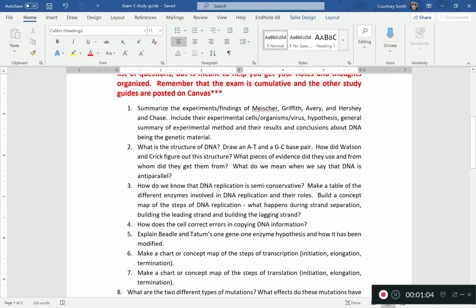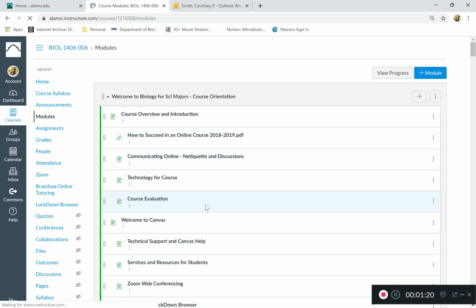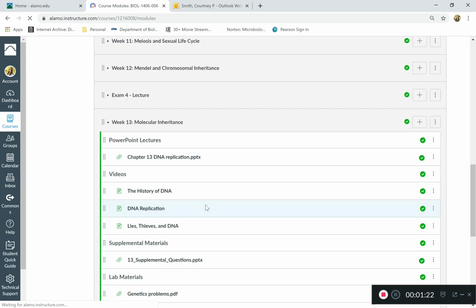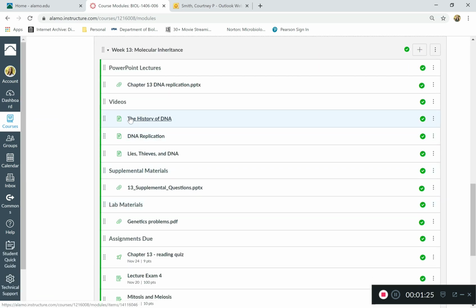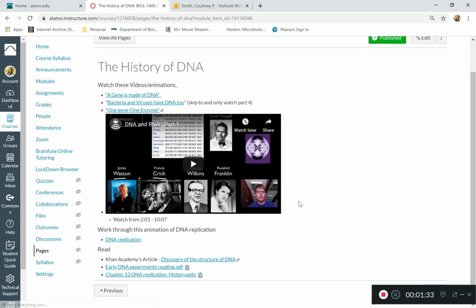So the first one, I'm actually really not going to go over too much, but I am going to tell you where to find this material. And this material can be found on our Canvas page. So if you were to go to your modules, you would go to our week 13 module once it loads, and it will be under the history of DNA. So under this page, you will find some videos or also some interactive stuff that will aid you in the history of DNA. We did not cover this in class, but it is still fair game for the test.